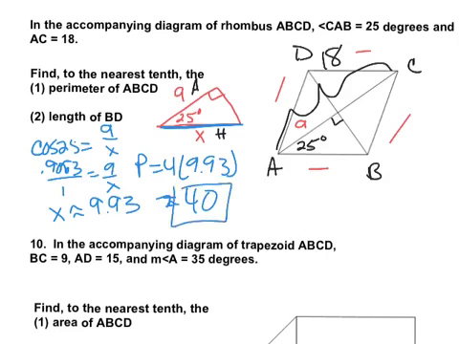Now the length of BD is going to be twice the length of the other side. So see if you can figure out how we're going to find the length of BD.